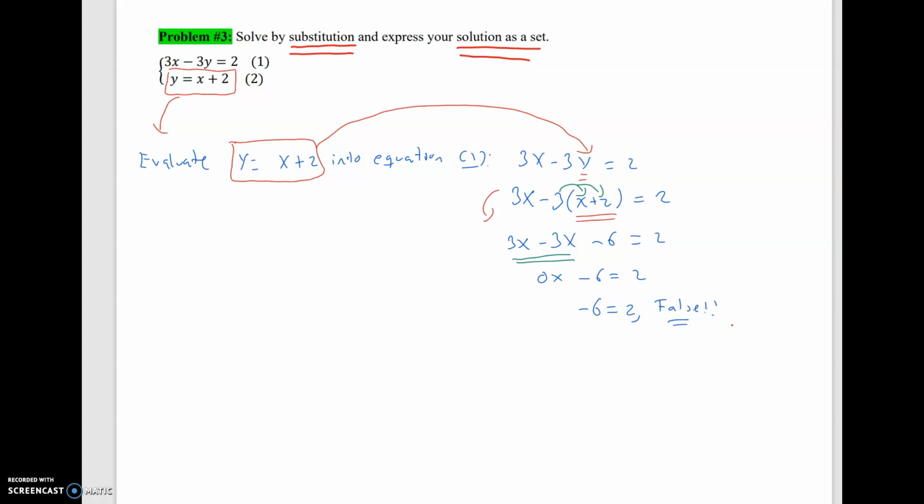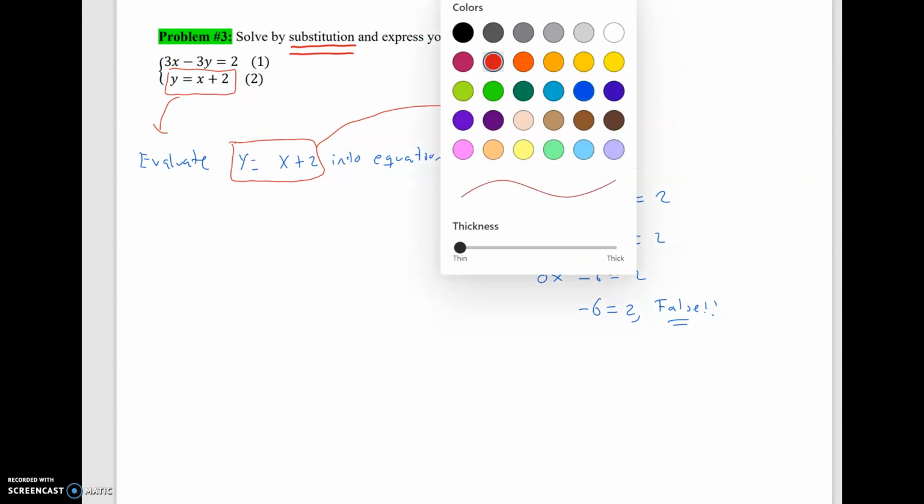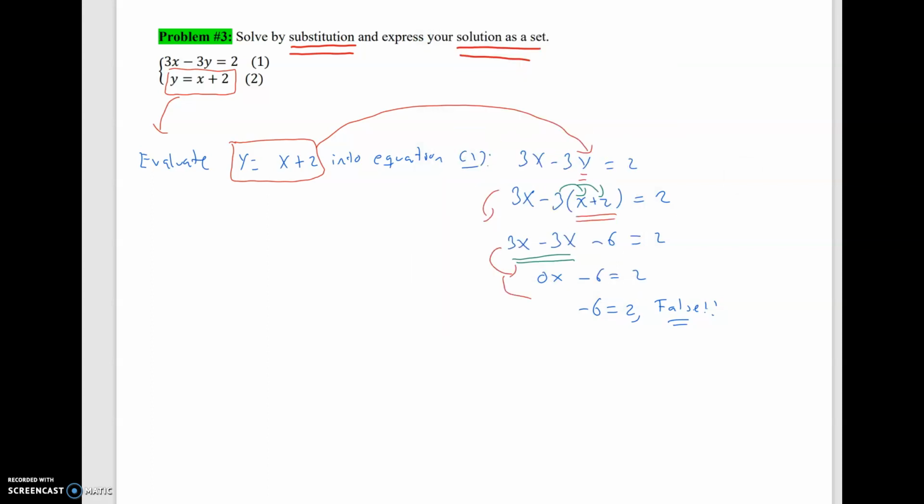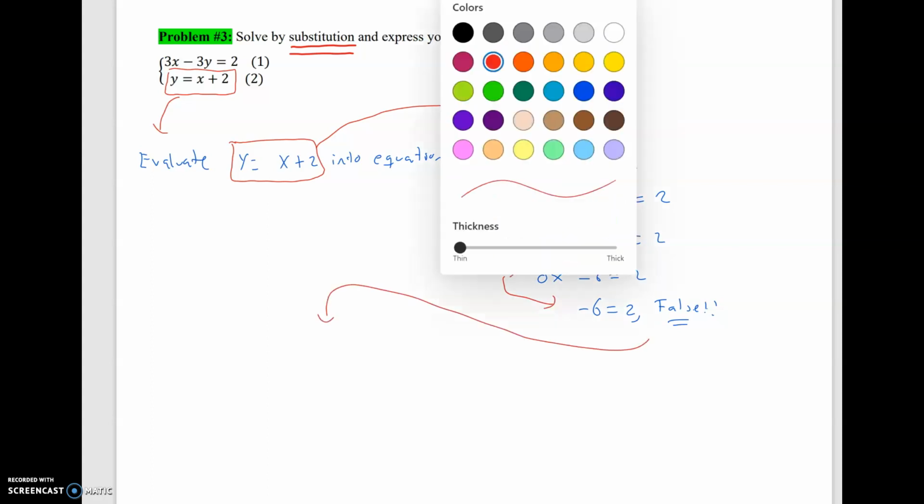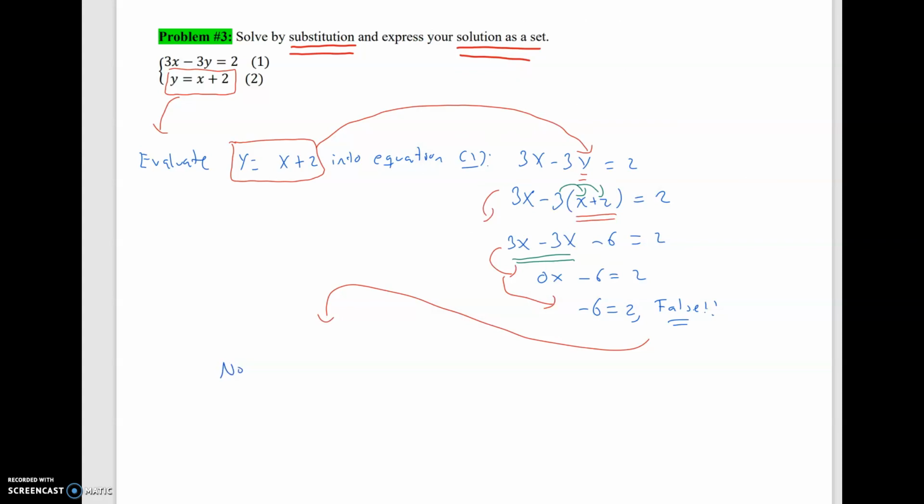Now, a false statement here means that we're dealing with a no solution case. So technically, we would say, well, that's false, automatically no solution. So this is a no solution case. Because it's a no solution case, remember that you're finding where the actual lines cross. In this case, we must have parallel lines. So there's no coordinate point of intersection, and in this case, the actual set is going to simply be represented by the empty set.